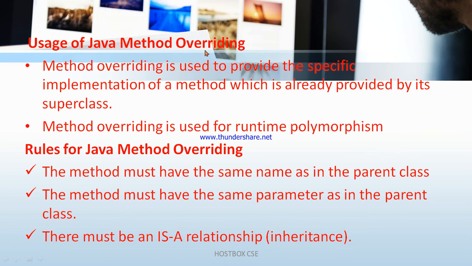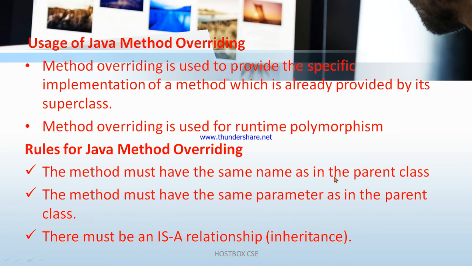So what is the usage of method overriding, and what is the need of it? Java method overriding is used to provide the specific implementation of a method which is already provided by its superclass, and it is also used for runtime polymorphism. There are many rules for Java method overriding; I am highlighting only a few here.